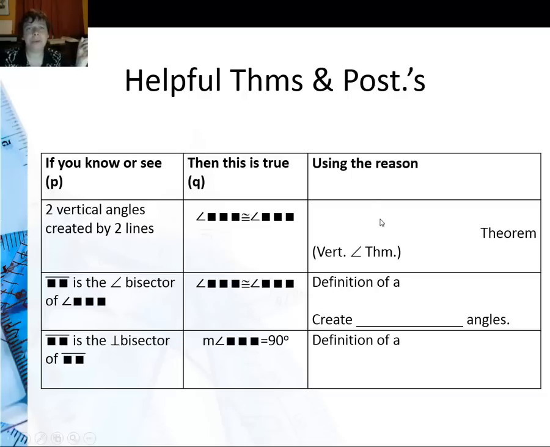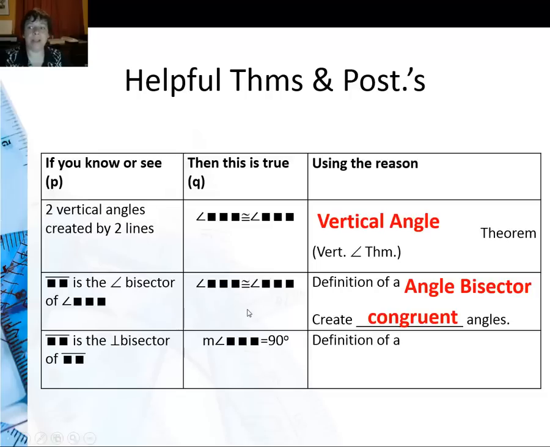There are some helpful theorems and postulates. We already talked about the side theorems and postulates. Now I'm going to focus on the angles. So if I have two vertical angles created by two intersecting lines or segments, then I know the angles that are across from each other, the vertical angles, are congruent, and that's the vertical angle theorem. If I have an angle bisector, then I am cutting an angle in half and creating two congruent angles. And the same thing with a perpendicular bisector, it just creates 90-degree angles.